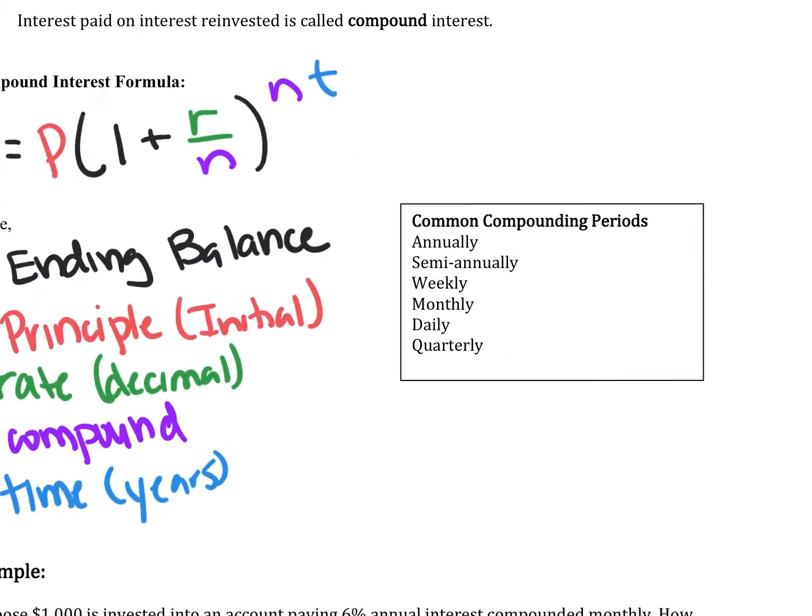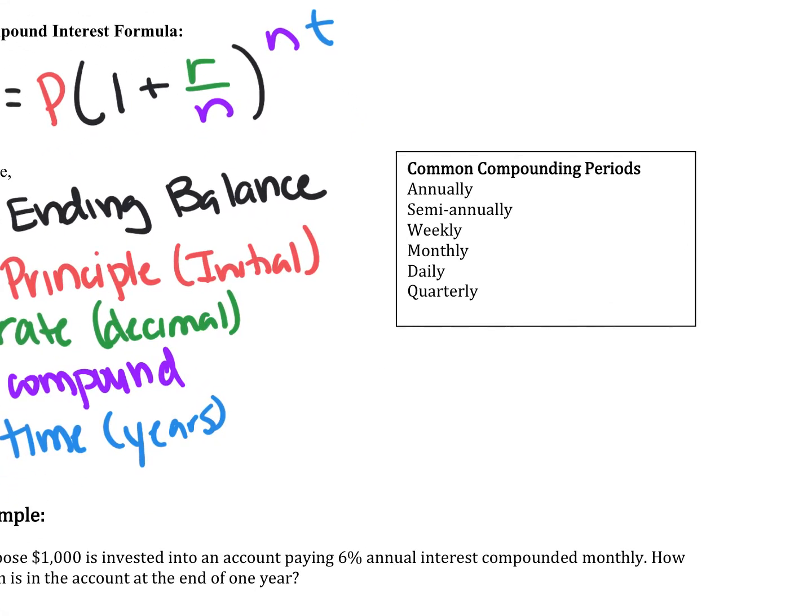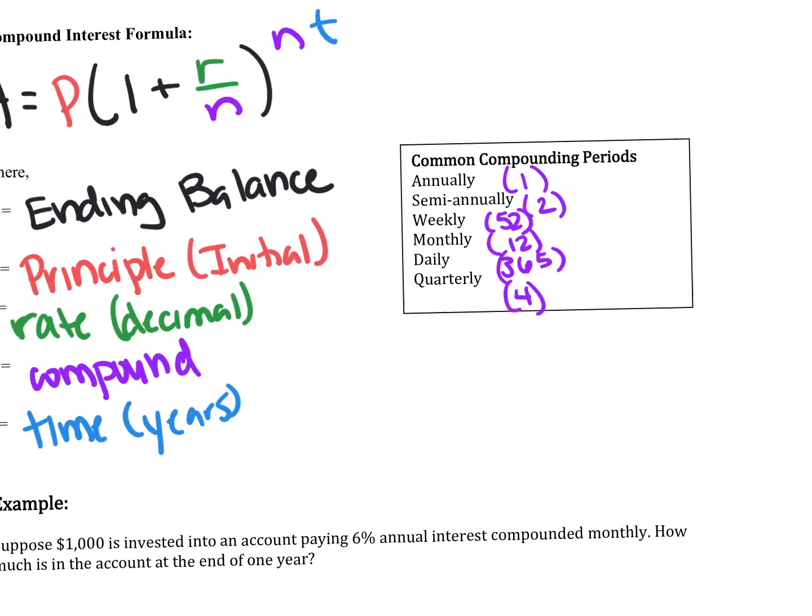So we have different compounding periods. In general, a compounding period of annually just means we're going to do it one time. Semi-annually means 2 times. Weekly means 52. Monthly, there's 12 months. Daily for compounding is 365. And quarterly is 4. So these are most of your common compounding periods, and when you see those, they're going to be my new N.